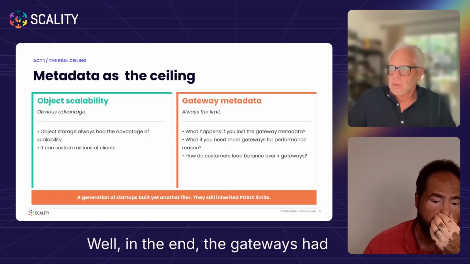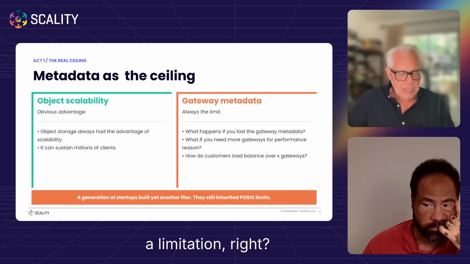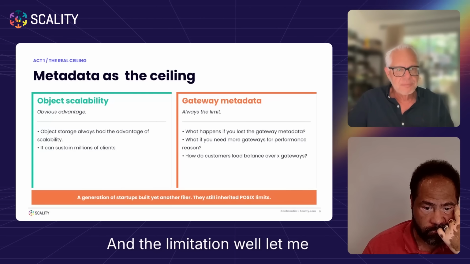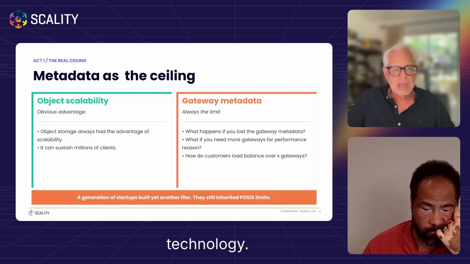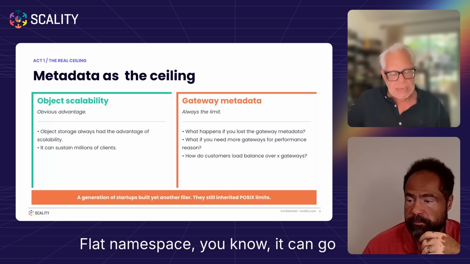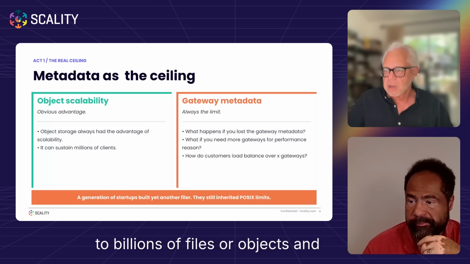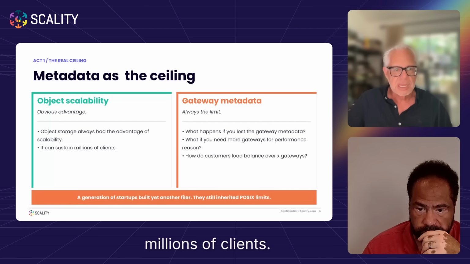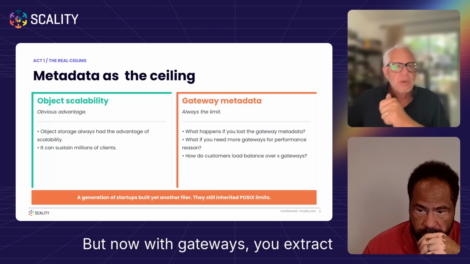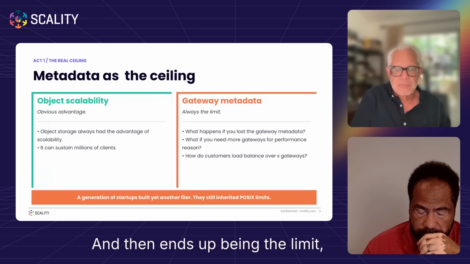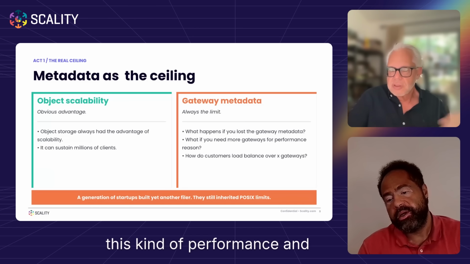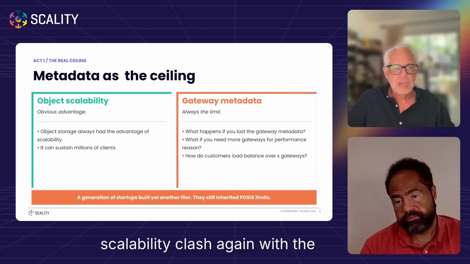I remember that. Well, in the end, the gateways had a limitation, right? Objects scaled. This was the promise of the technology. It always had this advantage. Flat namespace, it can go to billions of files or objects and millions of clients. But now with gateways, you extract the metadata and the gateway has to maintain that. And that ends up being the limit, right? So this is where you start having this kind of performance and scalability clash again with the gateway approach.